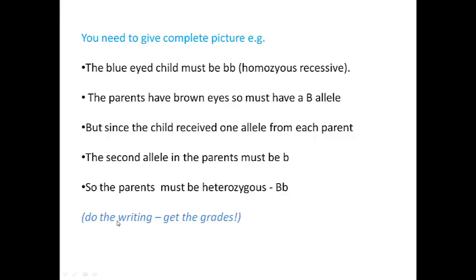You must say the blue-eyed child must be little b, little b. The parents have brown eyes, so they must have a big B allele. But since the child received one allele from each parent, the second allele in the parents must be little b. So the parents must be heterozygous, big B, little b. So if you want the grades, you just have to do the writing.